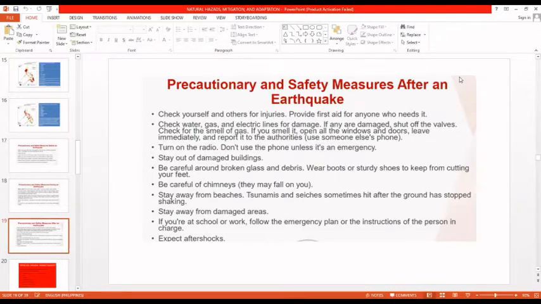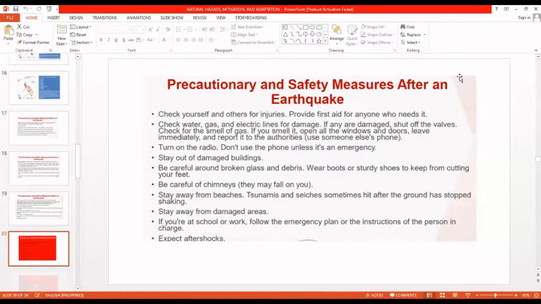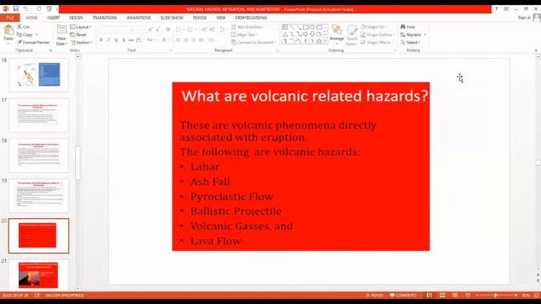Then expect aftershock. Basically, kapag sobrang lakas ng lindol, meron talaga aftershock yan. Then may tendency na yung aftershock mas malakas pa sa lindol. So may ibang aftershock din naman na hindi natin nararamdaman, sobrang hina. So let's go to volcanic eruptions.